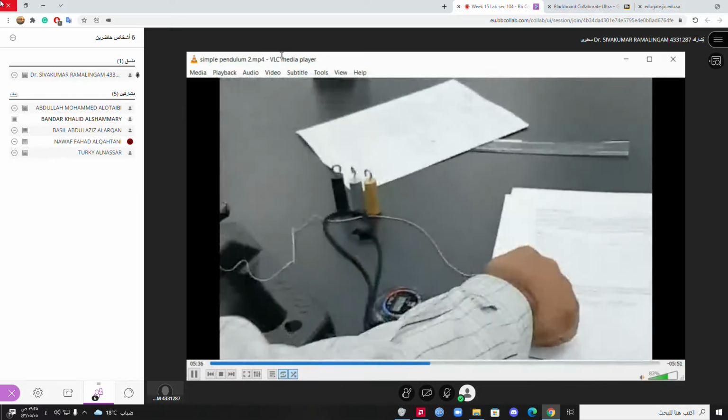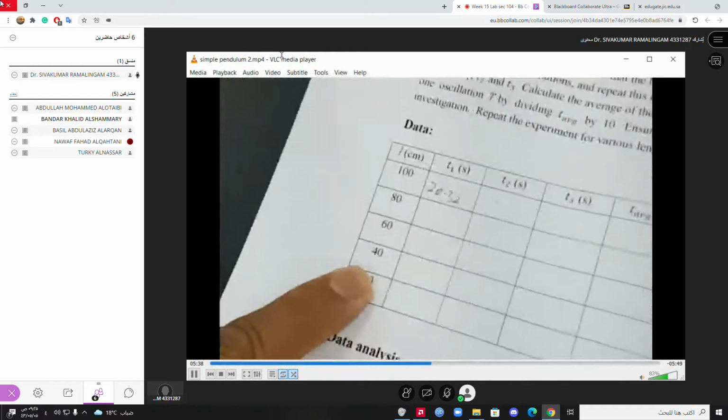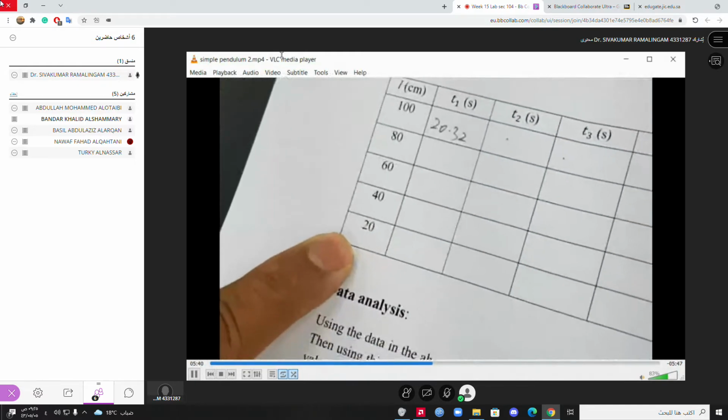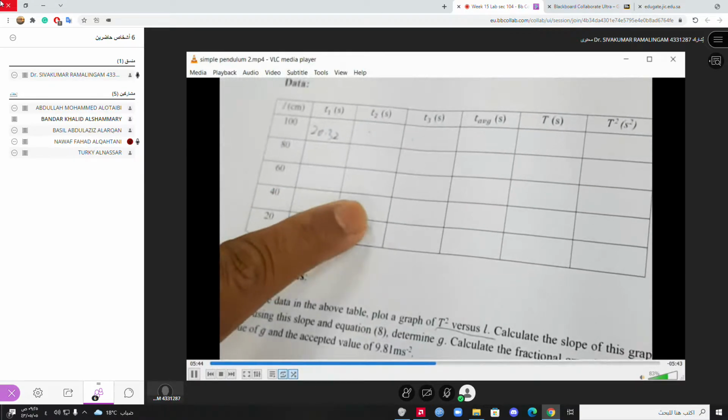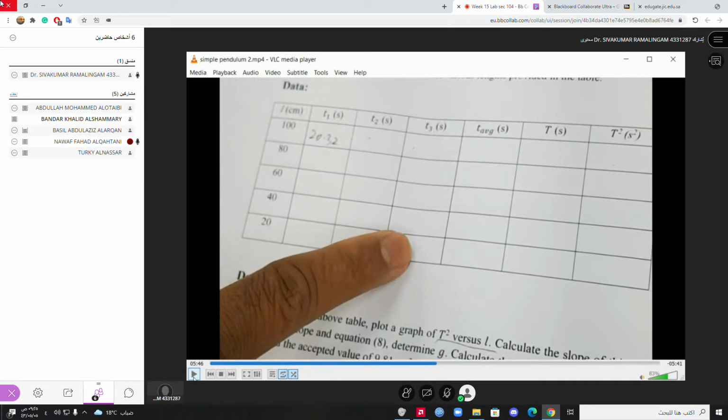The next is I'm going to change the length to 60 centimeters, 40 centimeters, 20 centimeters. Doctor, every time you're changing the length, find the time taken. Yes. Will we do the final exam in the lab or in the regular class? In the college. Yes, I will give you the complete details in the next week class. Okay.